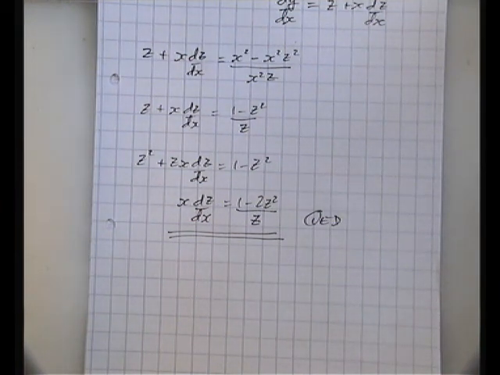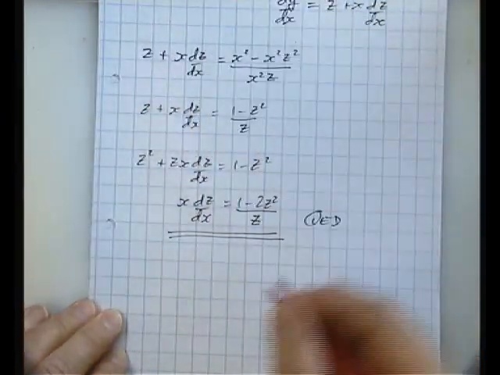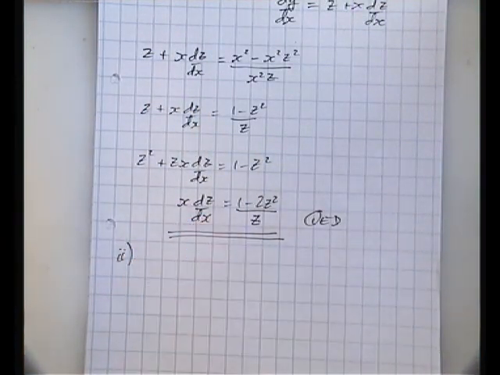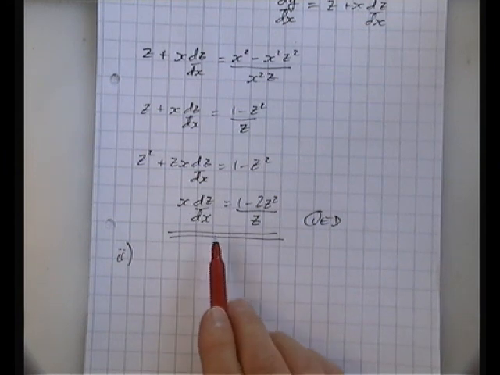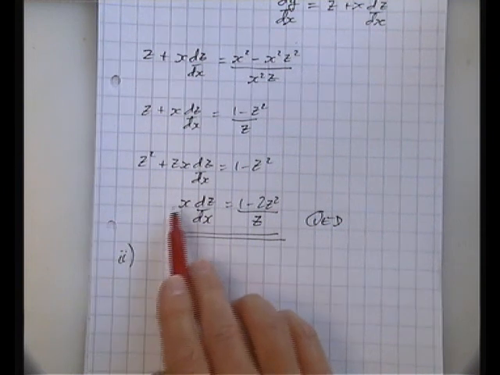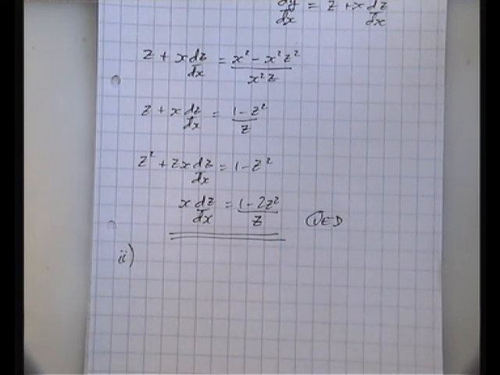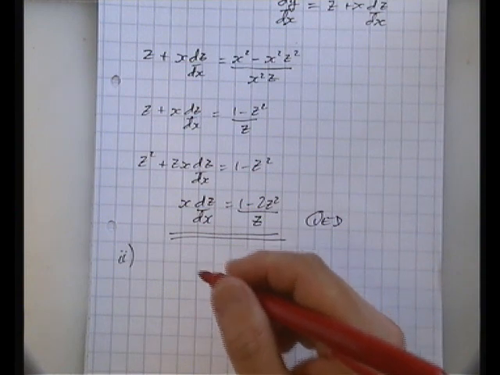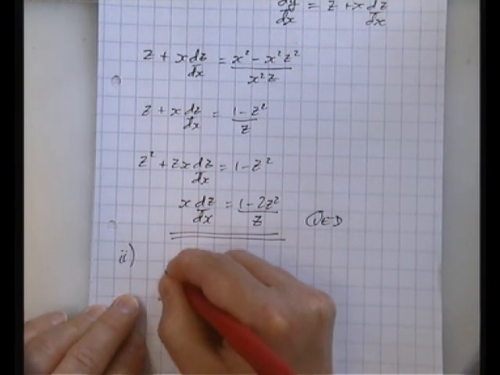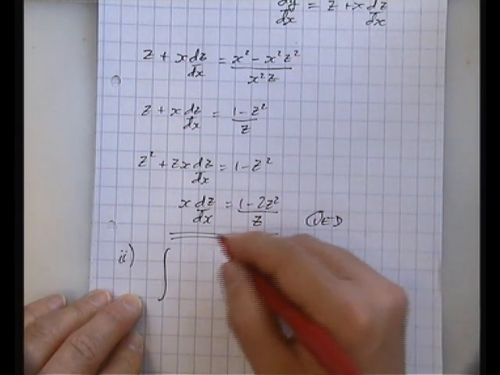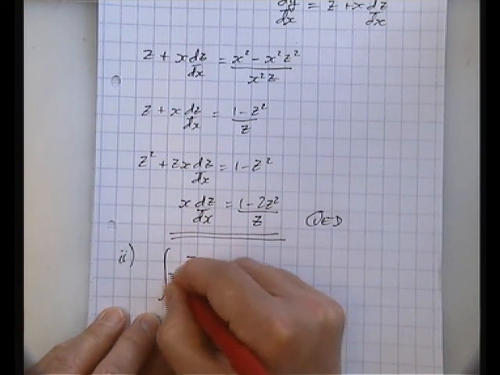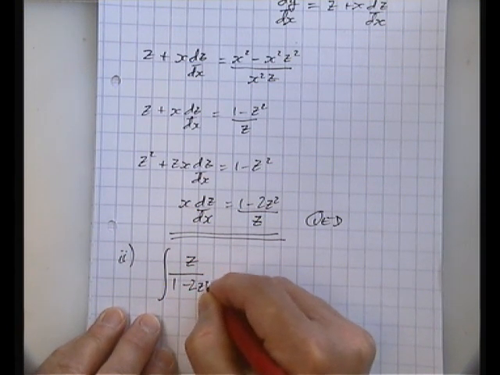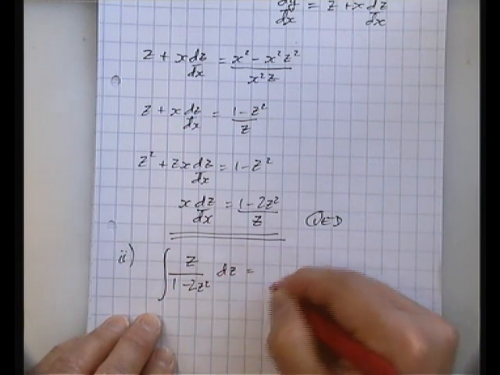So that was part I. Now, having obtained that differential equation, they want us to solve it. We now need to solve this differential equation and show that we're getting the result that they give us. Now, I'm going to move some things around here. I need to move all my z's onto the left and x's onto the right, because this equation is solvable by variables separable. So we're going to end up with the integral. Now, if I divide both sides by (1 minus 2z squared) over z, I'm going to end up with the integral of z over (1 minus 2z squared) dz is equal to the integral of 1 over x dx.